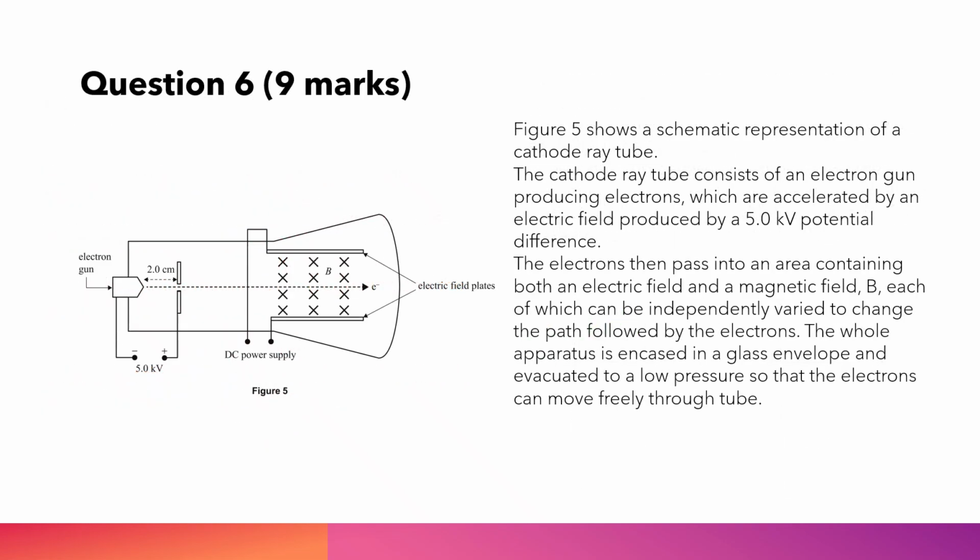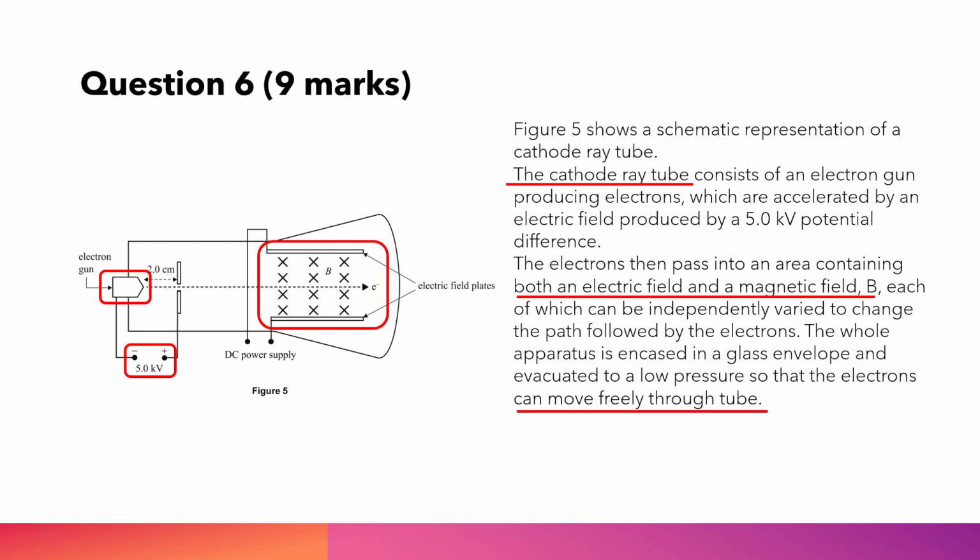The cathode ray tube consists of an electron gun producing electrons, which are accelerated by an electric field produced by a 5.0 kV potential difference. The electrons then pass into an area containing both an electric field and a magnetic field, B, each of which can be independently varied to change the path followed by the electrons. The whole apparatus is encased in a glass envelope and evacuated to a low pressure so that the electrons can move freely through the tube.